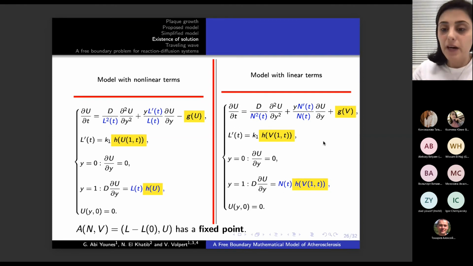We already find a solution for the first equation with the boundary condition and initial condition in this model. We have a solution U. If we take this solution U and we fix NV, we have that A has a fixed point. So we take this fixed point to be U and L in this model. So we can prove that this model has a solution.